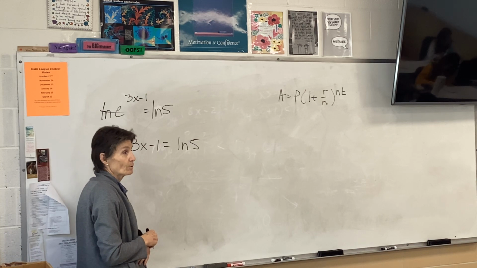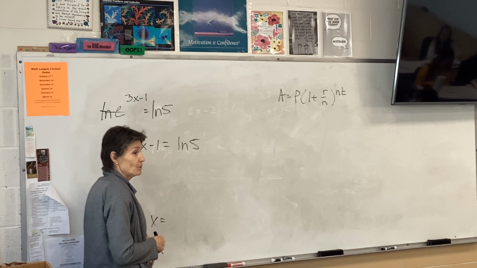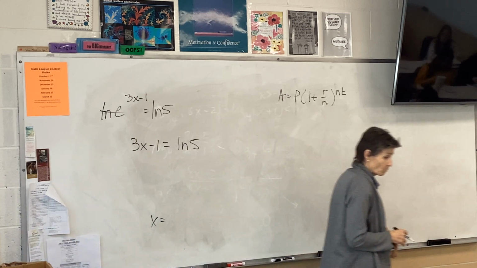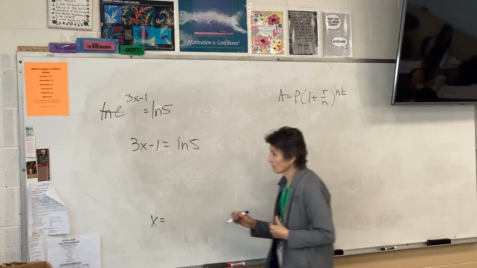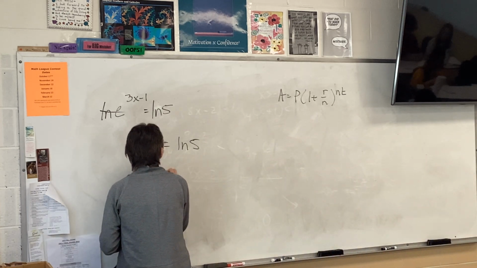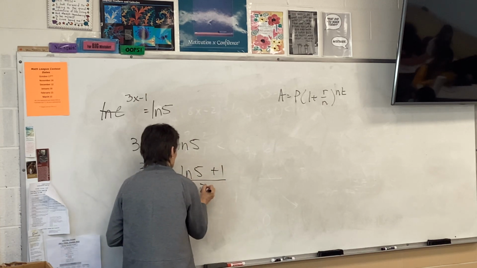Okay, so we're solving for x. Our job is to figure out x. So what are we going to do? We're going to add 1, and then we're going to divide by 3. Now we're going to carefully type that in on our calculator. We had some issues the other day. Let's see if we remember how to type this in. We're going to add 1 and divide by 3.